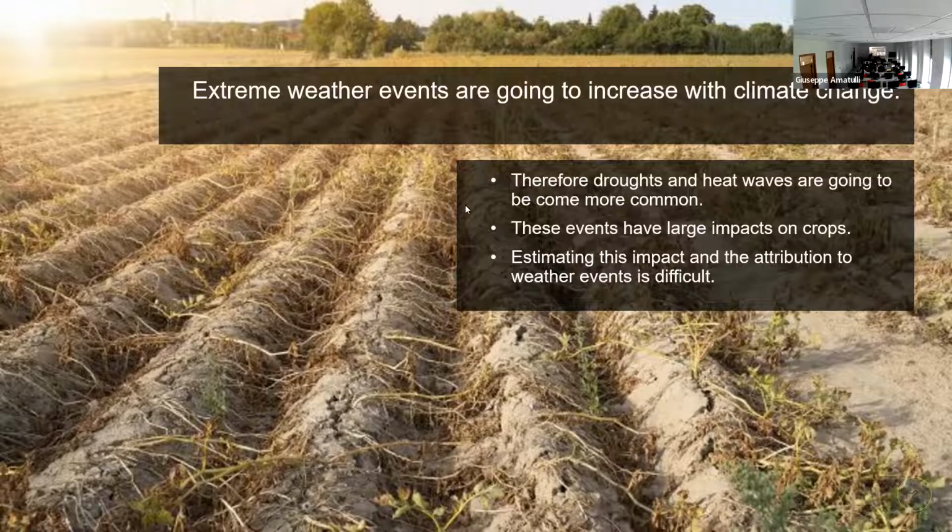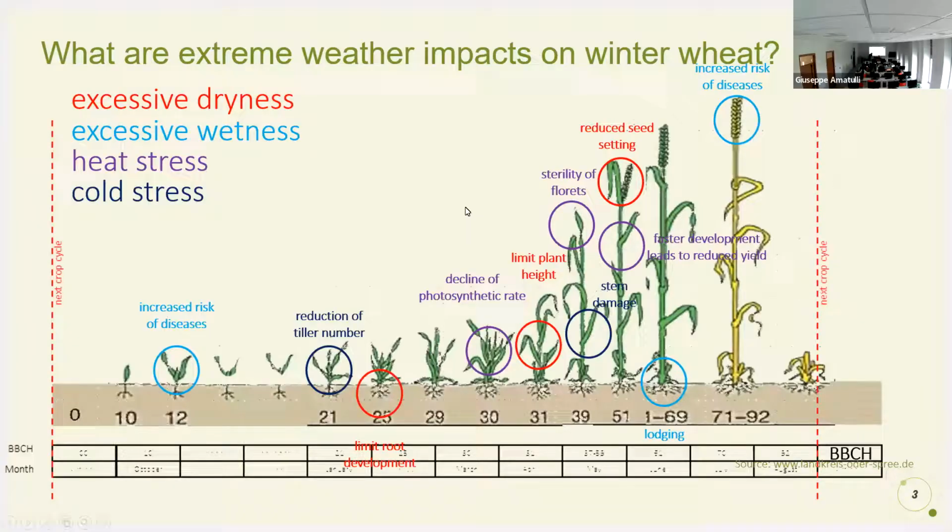So here I have the impacts on winter wheat. As you can see, the winter wheat is planted somewhere here. You cannot see the month down here, but this basically starts in September, October. So you plant the seed into the soil, and then the winter wheat keeps growing until it's ready for harvest in July, August. So this would be the phenological cycle in Germany. It may vary in different countries.